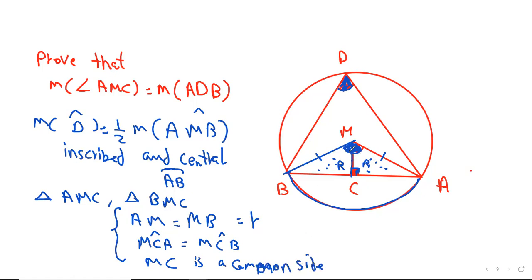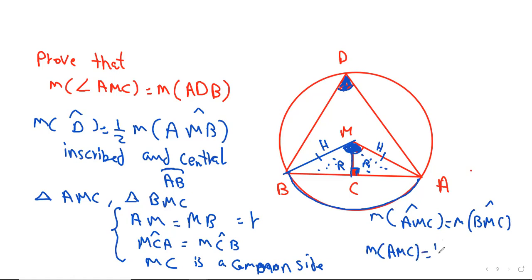So the two triangles are congruent, by case RHS: the hypotenuse here and the hypotenuse here, which are radii in the circle. We have R and R, and we have S, the common side here. So they are two congruent triangles. And if they are two congruent triangles, then measure of angle AMC equals measure of angle BMC. So we can say measure of angle AMC equals half measure of angle AMB.